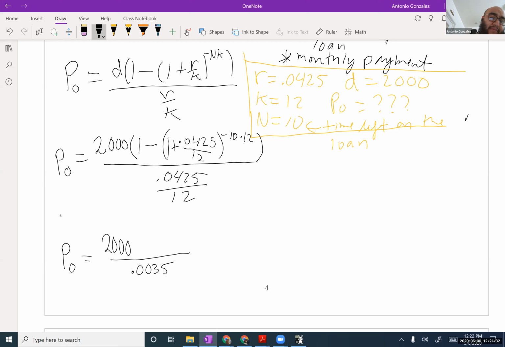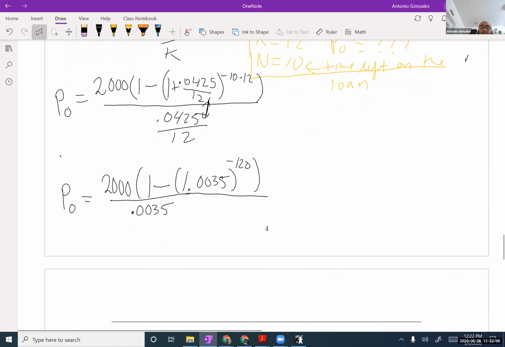So we have 2000 times 1 minus, and here I'll go ahead and do the inside of those parentheses. I'll add 1 to this quantity, 0.0425 over 12. Notice that these are the same thing, so 1 plus that would be 1.0035. And then negative 10 times 12 is negative 120. So that leaves us right here.